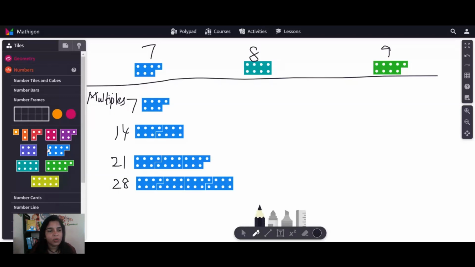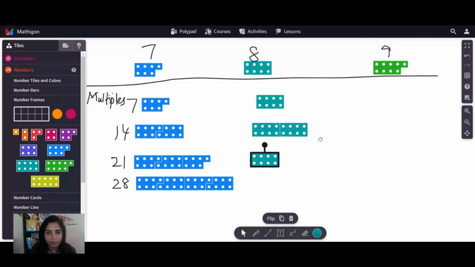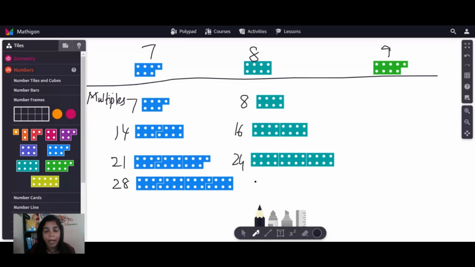Okay, coming to the multiples of 8. What do I have to do again for multiples of 8? I have to just take 8 and keep putting 8 one more time. That's all. One more 8 makes 16, right? I have to take 3 times. Okay, see, I'm making a copy paste, right? So I'm getting this. So what are the multiples of 8? 8, 16, 24, and it'll go on, right? 32, then 40, it'll keep on going. So these are all the multiples of 8.